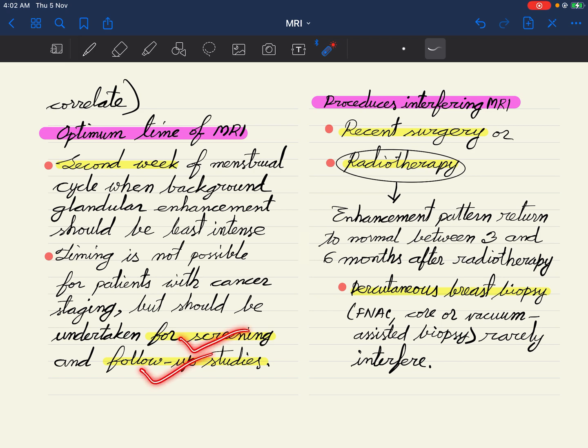it can be used for screening and follow-up studies. And what are the procedures that interfere with MRI? Recent surgery can interfere, radiotherapy can interfere, and we have to keep in mind that enhancement pattern returns to normal between 3 and 6 months after radiotherapy, so it's a long time. And percutaneous breast imaging, breast biopsy such as FNAC, core or vacuum assisted biopsy rarely interfere with MRI breast interpretation.